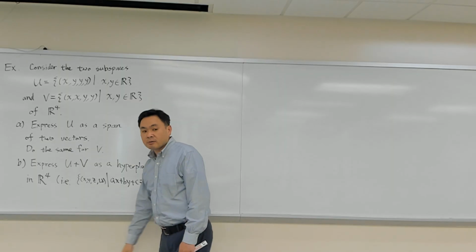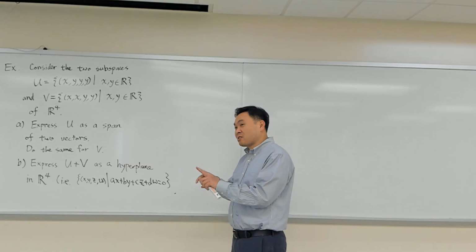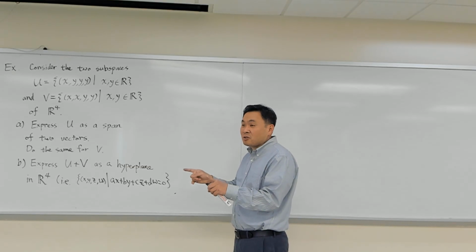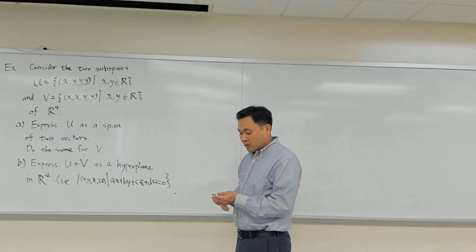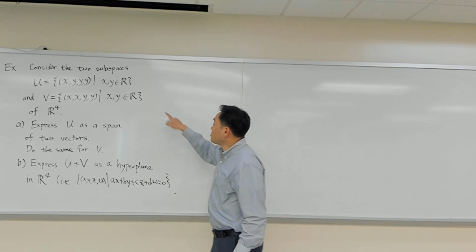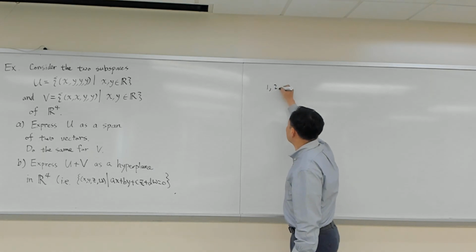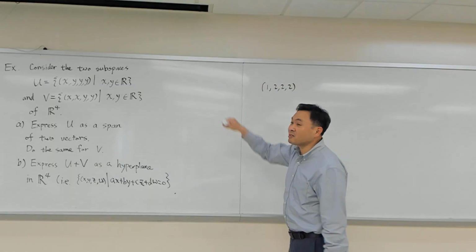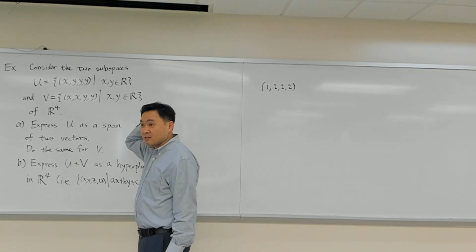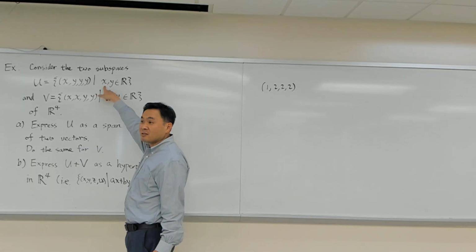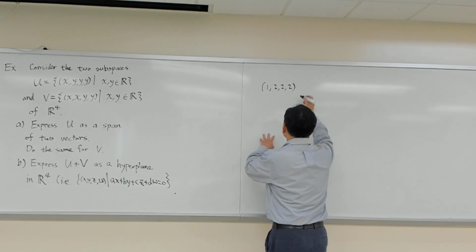Okay. Now, it turns out that as long as you can find two vectors that are pointing in different directions, you can always use those two directions to represent any other vector in here. Okay. So can you give me one example of a vector that belongs to U? Let's just try one. Let's say 1, 2, 2, 2. Is this in here? Why is that vector in here? Because you can set X as 1 and Y as 2, right? So definitely this is in U.